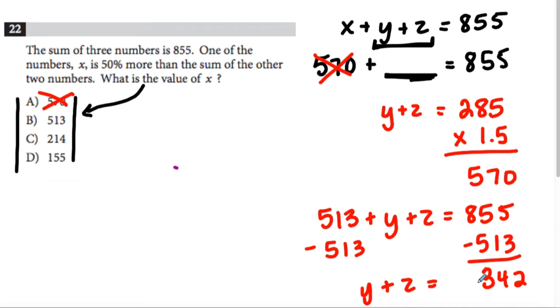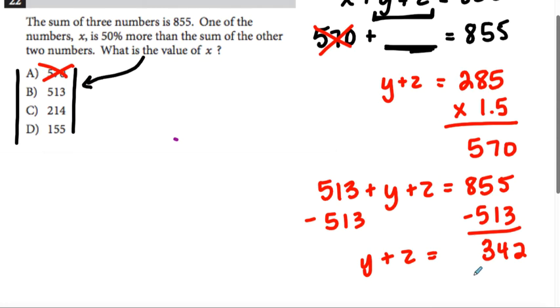All right, so I'm going to test to see if 1.5 times that gives me 513. So I'm going to multiply that by 1.5. And guess what I get? I get 513. So that tells me that 513 is 1.5 times as big as y plus z, so 513 is my answer.